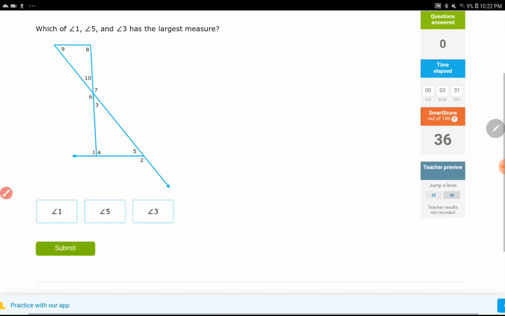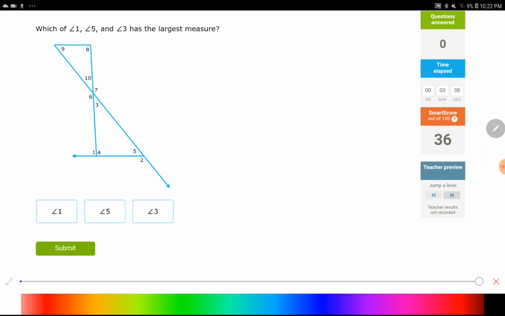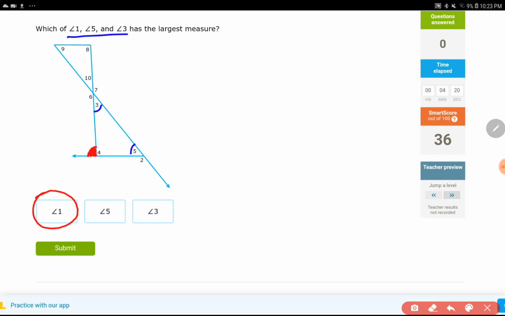Let's see what that question is going to look like. Which of angle 1, 5, and 3 has the largest measure? Let's see the two interiors first. Those are going to be the smaller angles, and the remote exterior angle is going to be the greatest angle. Looking at these three angles, 3 and 5 are on the inside of the triangle. These are the interior angles, the smaller angles. When they are added together, they make up this many degrees, whatever that is. It looks like 87 degrees or so. So the greatest angle is going to be angle 1 in this case because it is the remote exterior angle. Moving on to the next one.